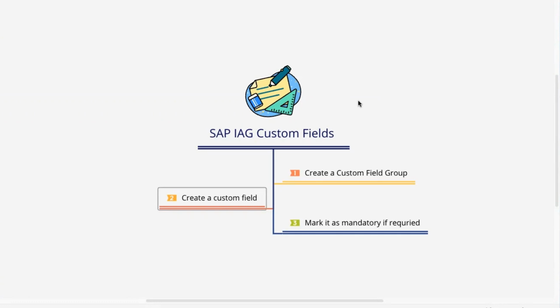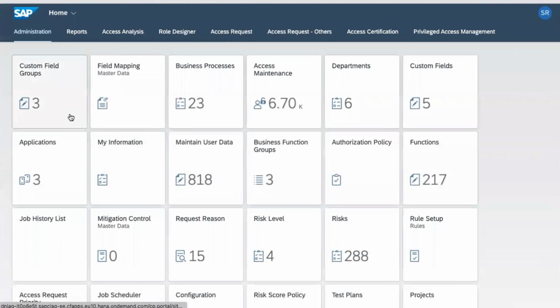Now, the same kind of requirement emerges in IAG. What is the procedure we need to use to accomplish this requirement? It's exactly the same. The first thing we need to do is create a custom field group, then create a custom field, and then finally map the custom field group with the custom field. And if we want to make it mandatory, we also have the option to make it a mandatory field. So now let's get into the tool and try to do this.